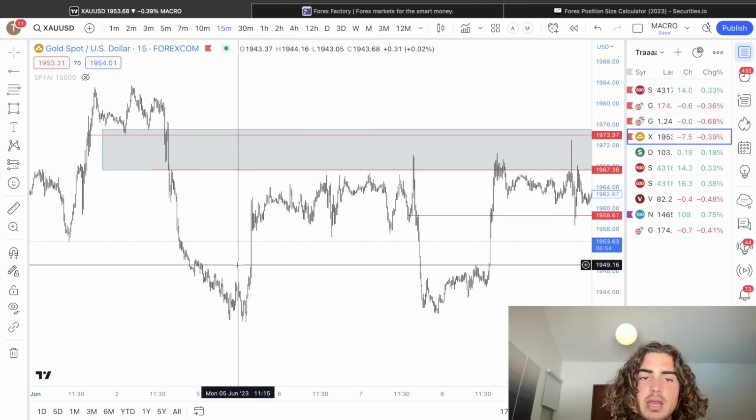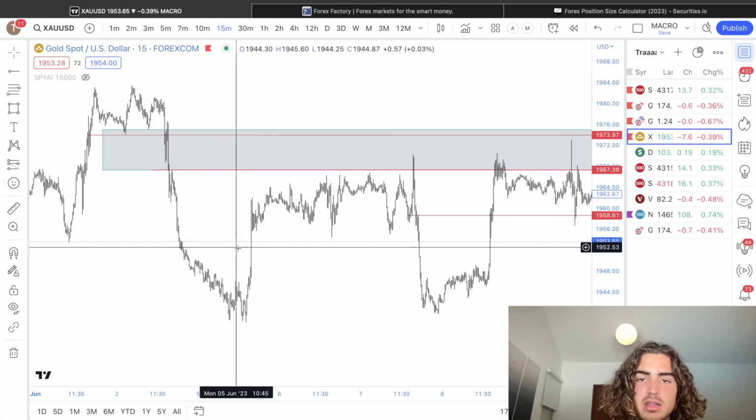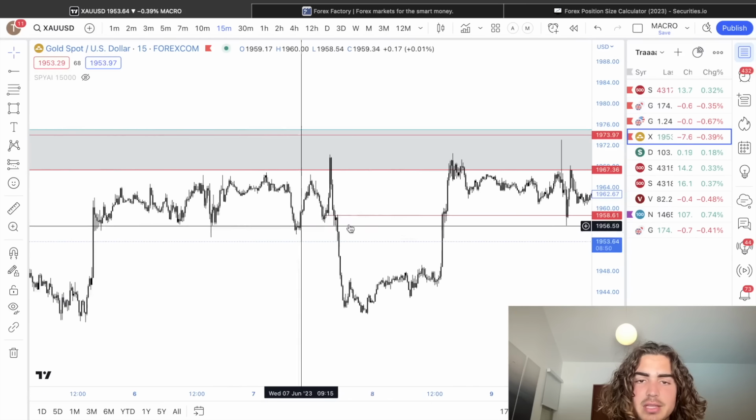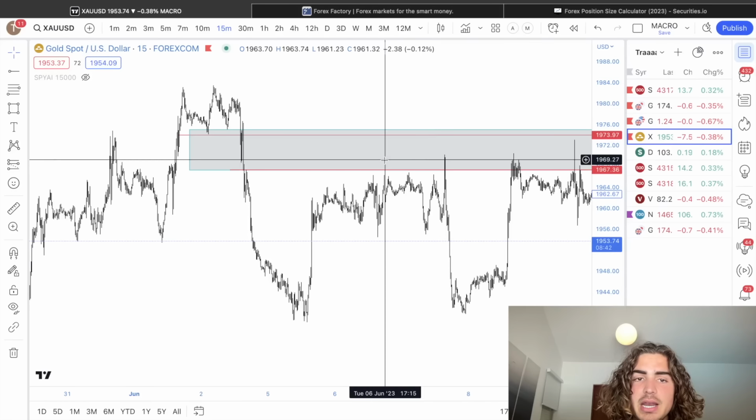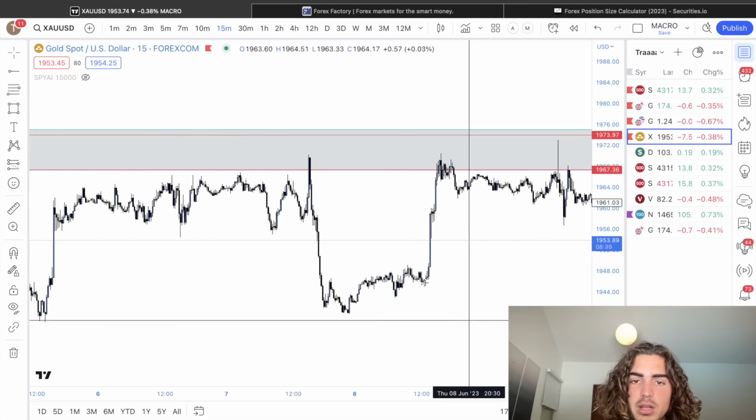Maybe target the imbalance, the start of the imbalance right here, the 50% of the imbalance, the end of the imbalance right here. Whatever you want to do, this is just showing, right? We see the imbalance get filled. We see liquidity, again, 2 building blocks, liquidity getting taken out, imbalance getting filled, boom, market falls.